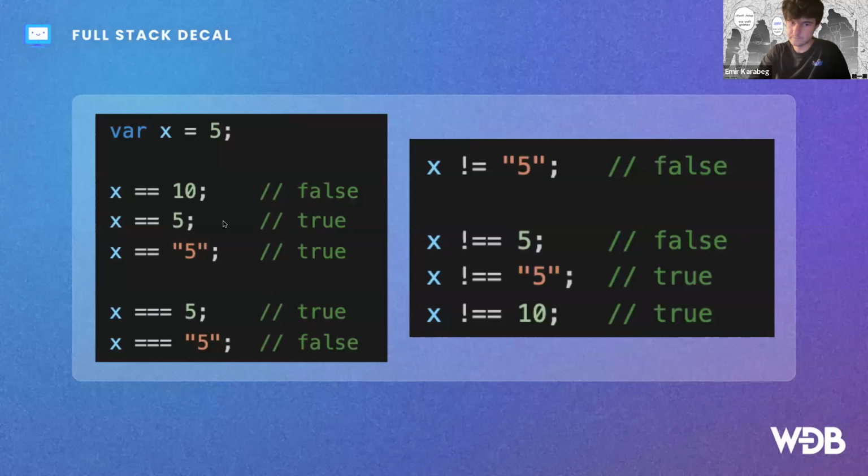Yeah, so here it is on the next slide. I have a variable x equals 5, so this is a number. If I set x equals to 10, this is obviously false, because 5 is not equal to 10. Is 5 equal to 5? Yes. But is 5 equal to the string 5? This actually comes up true.